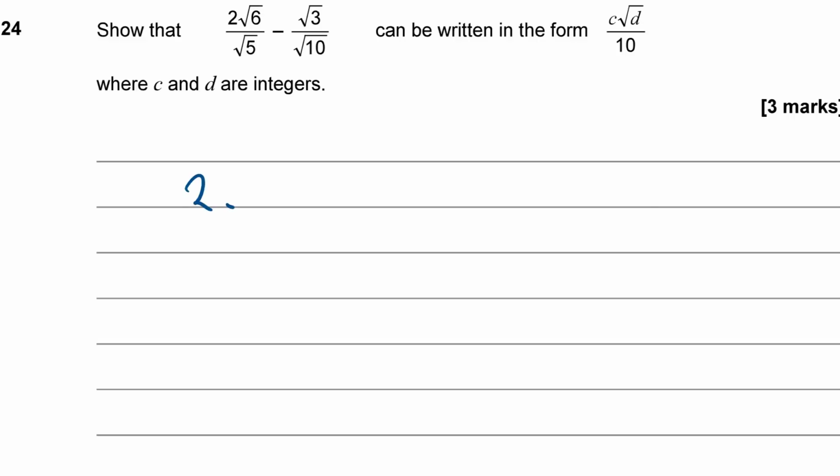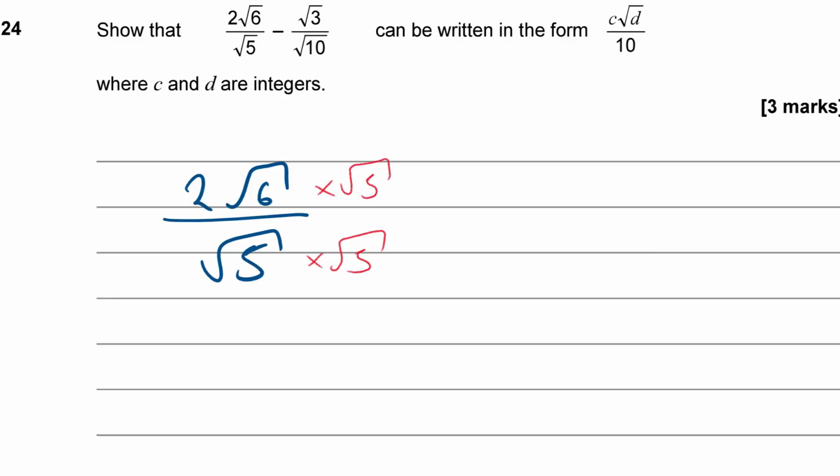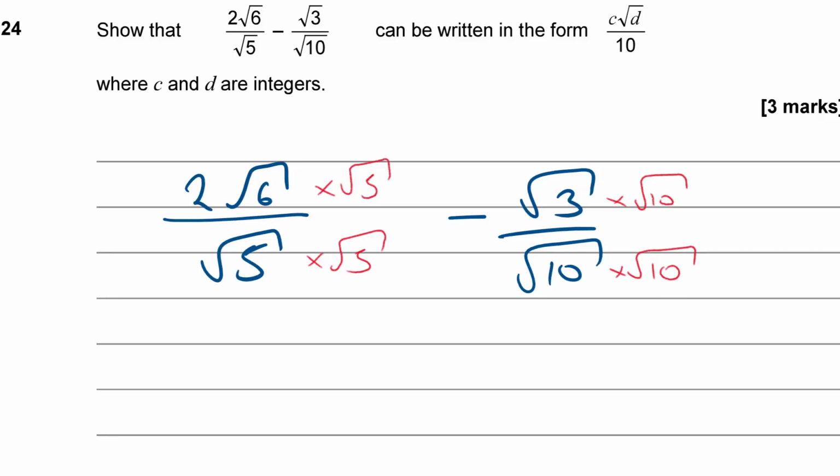So 2 root 6 over root 5. I can rationalize these denominators by multiplying top and bottom by root 5. And I'm going to be subtracting root 3 over root 10. And again, I can get rid of the irrational part by multiplying top and bottom by root 10. Okay, so let's do that and see what we get.